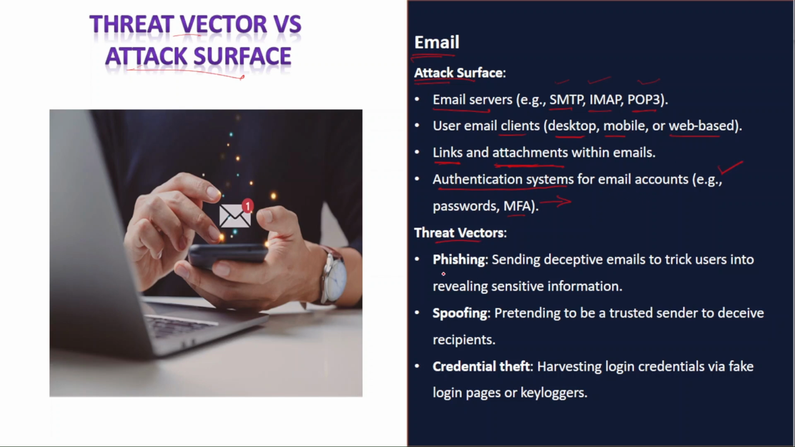So what are threat vectors? The first and most important one is phishing. This is sending deceptive emails to trick users into revealing sensitive information. Another one is spoofing, pretending to be a trusted sender to deceive recipients. For example, sending company employees an email pretending to be, let's suppose, the CEO, and deceiving the employees of the company. Again, credential theft, harvesting login credentials via fake login pages or keyloggers. So these are the threat vectors.